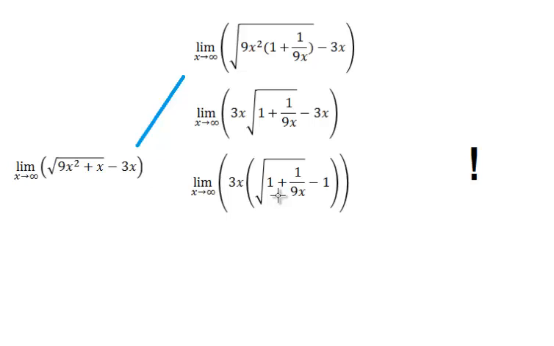Let's look inside. The square root has 1 plus some stuff with x in the denominator. Now we know 1 over x goes to 0 as x goes to infinity. So everything inside the radical is going to approach 1, because this part is going to go to 0. I'm going to imagine that by putting a stroke through there. And then we'd have 1 minus 1, which is 0.